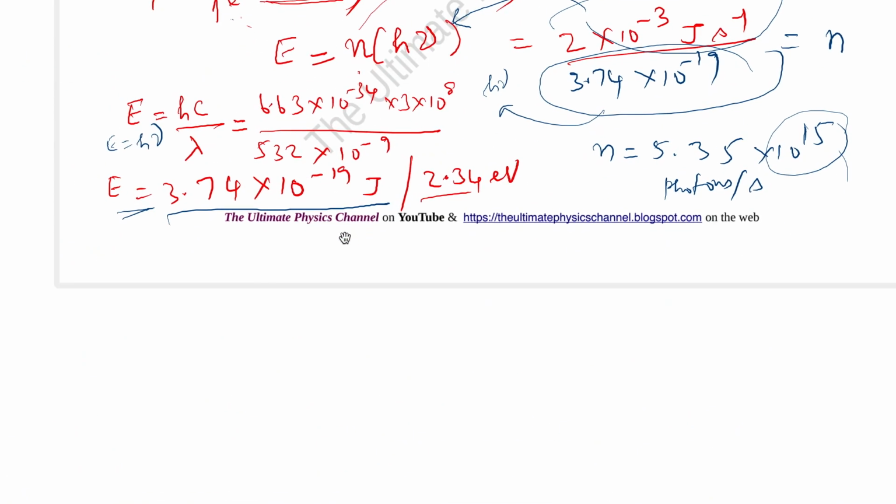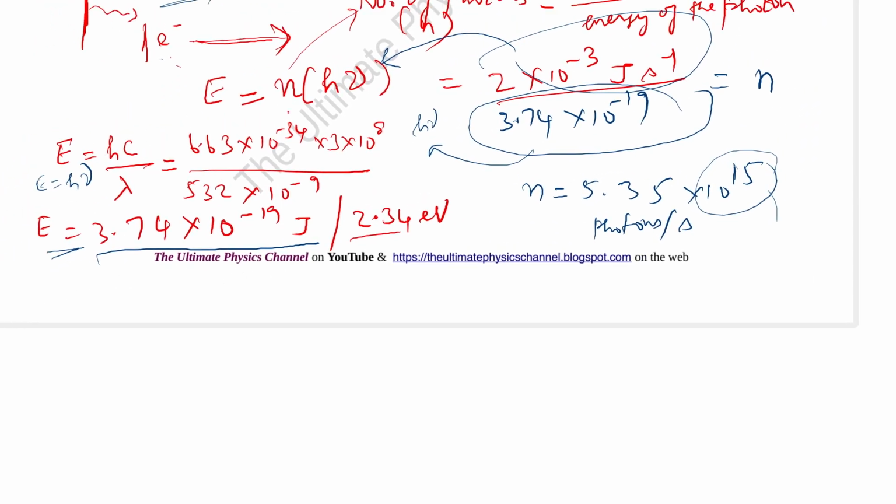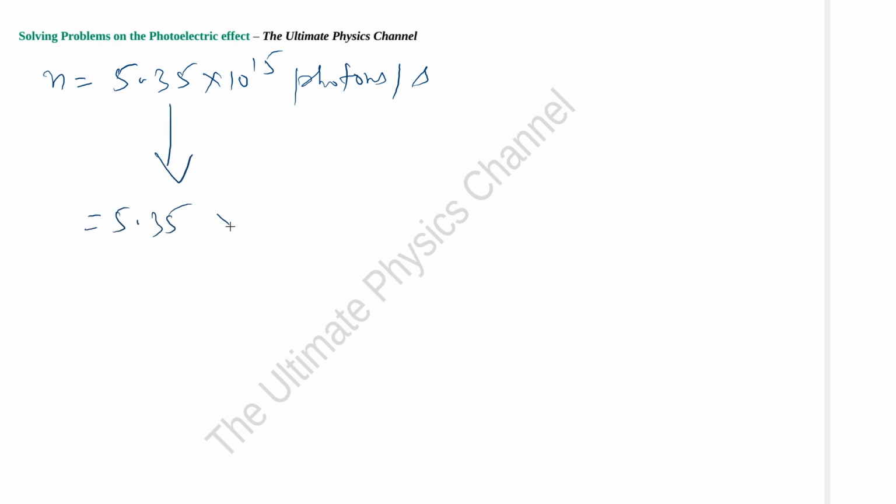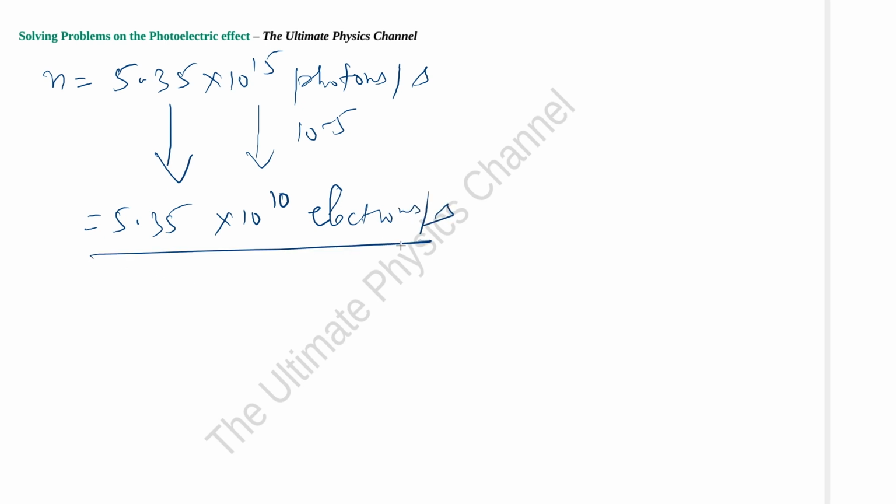we can see that a value of N is equal to 5.35 into 10 power 15 photons every second gets converted to 5.35 into 10 power 10, right? Because of the efficiency of 10 power minus 5. Electrons every second, right? The efficiency is 10 power minus 5.